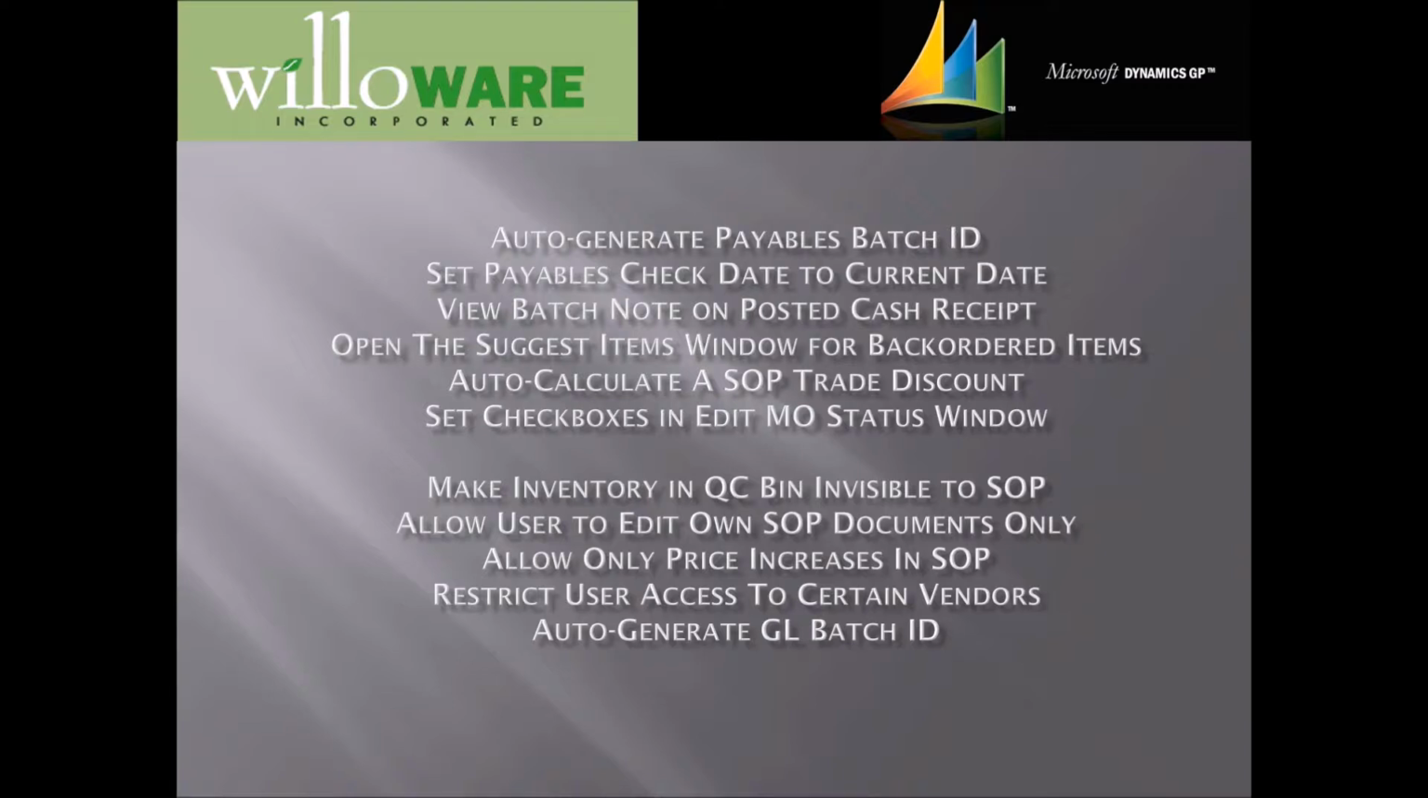There were also a number of security changes and other system changes that were made beyond just using the scriptlets. But in this case, there were several scriptlets that were created to prevent users from getting into several of the windows in GP to view this one particular vendor. And then lastly, auto-generate GL batch ID. This is exactly the same idea as the payables batch ID, just applied to the journal entry window. So now we'll hop into GP and we'll look at virtual triggers in action.